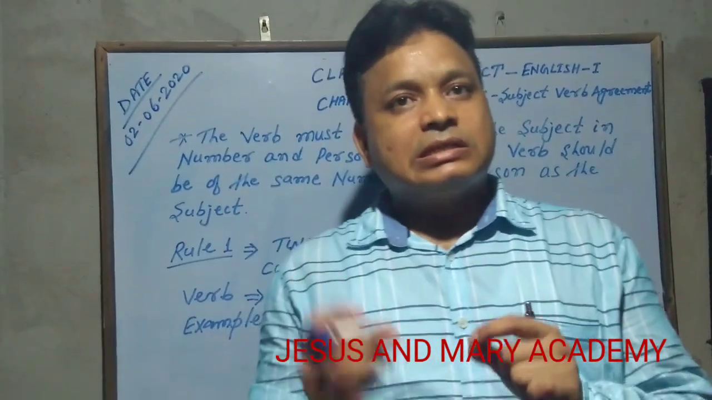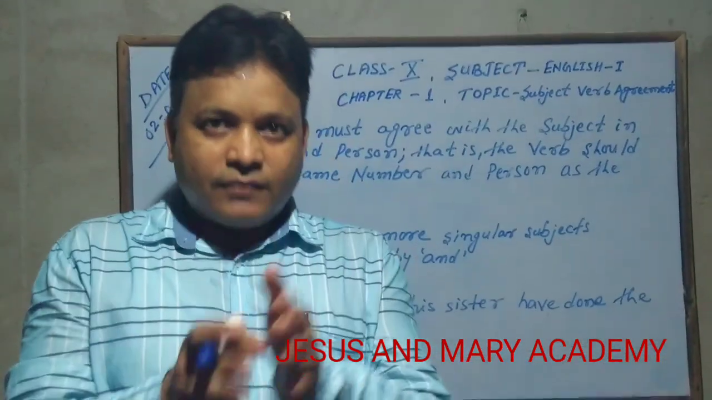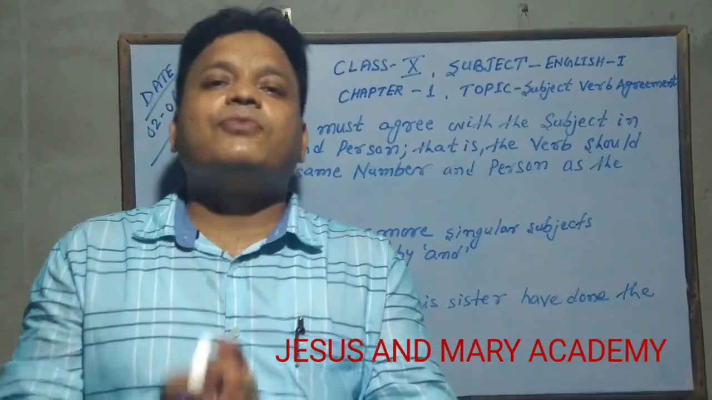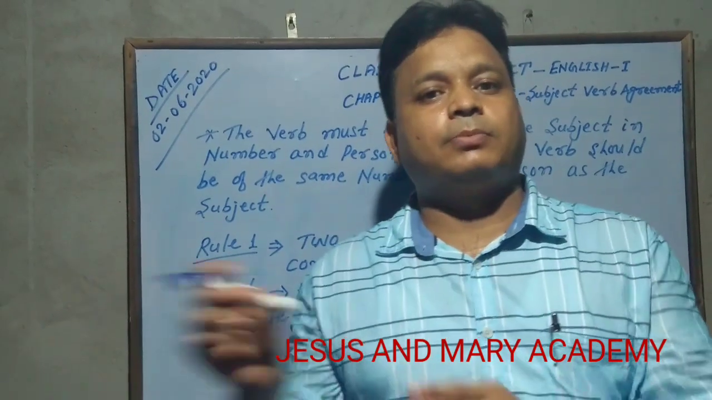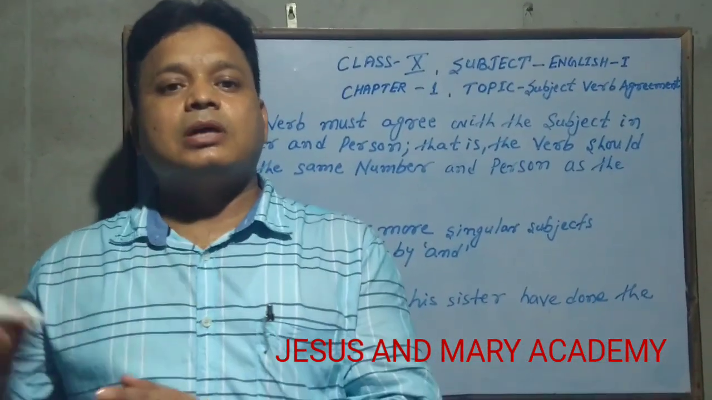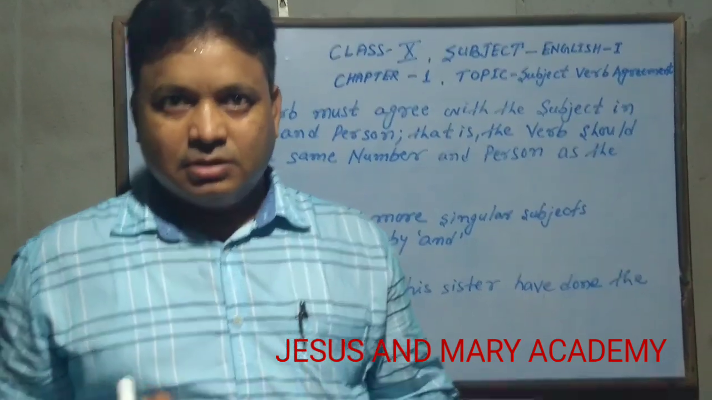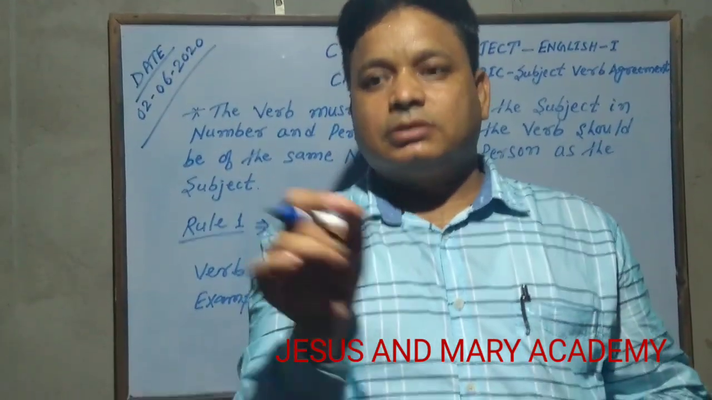Either he or I: after "or", "I" is the first person. So we have to use the verb according to "I". It means I have used "am mistaken". Either he or I am mistaken. The nearest to "or" is "I".